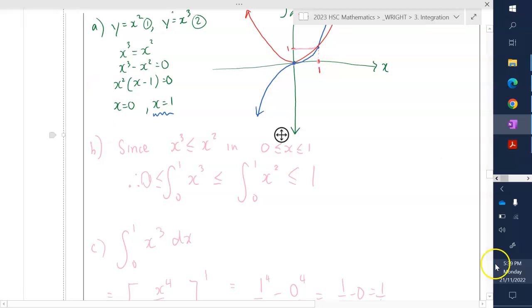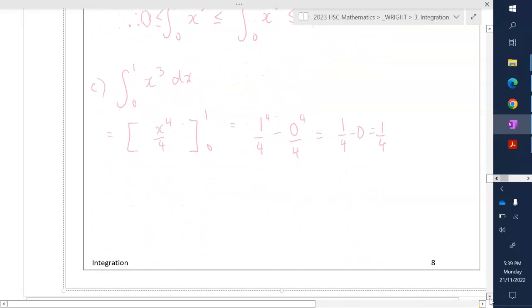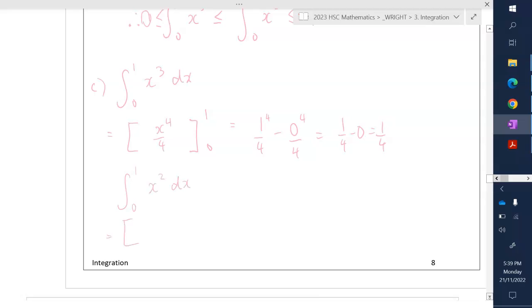Let's now work out the next one. Let's work out our integral between 1 and 0 of x squared with respect to x. Popping our square brackets in there, we get x to the power of 3 over 3. So we will end up with 1/3, because 1 cubed is 1, minus 0, which is a third.